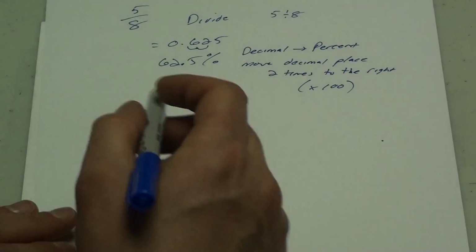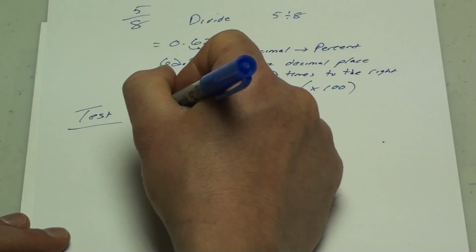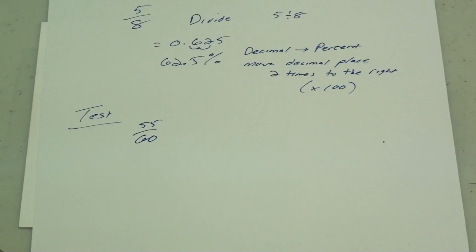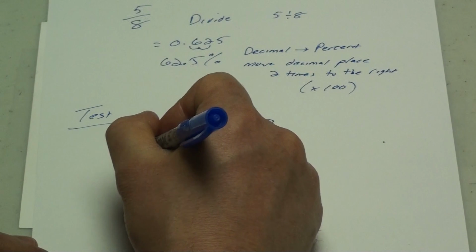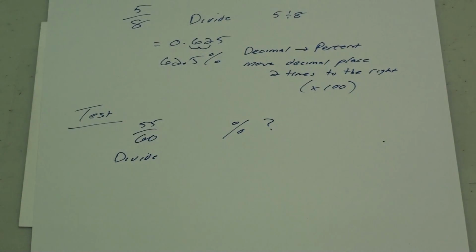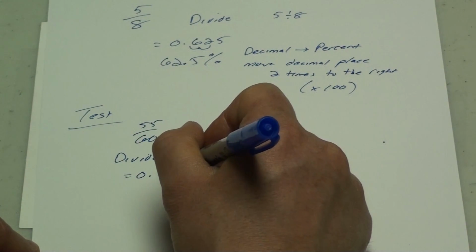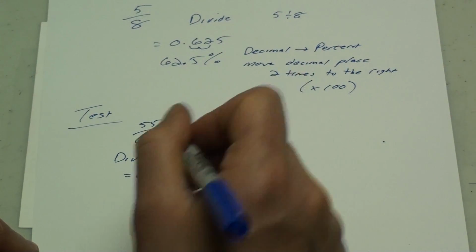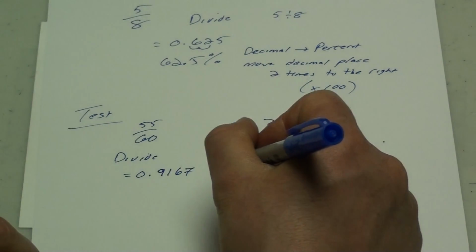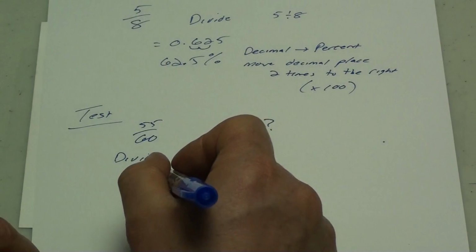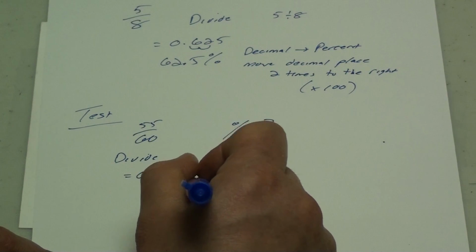Okay. Let's take, you wrote a test. You did well on the test. You got 55 out of 60 on the test. But you're curious as to what percentage that is. So, first thing I'm going to do is divide. 55 divided by 60 equals 0.9167. Okay? Then I need to put that as a percent. So I'm going to times it by 100 to move the decimal place 2 times. 1, 2. So that's going to give me 91.67%.